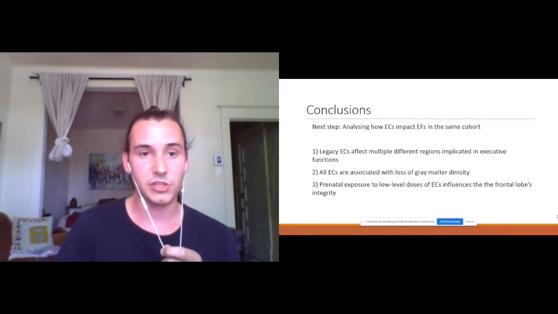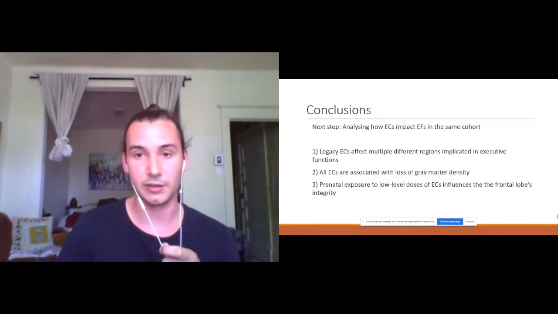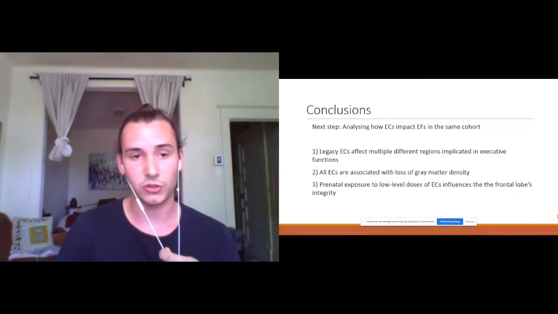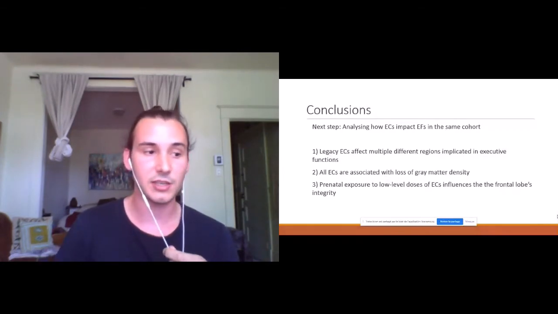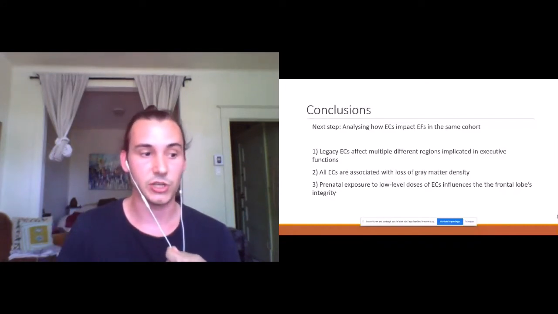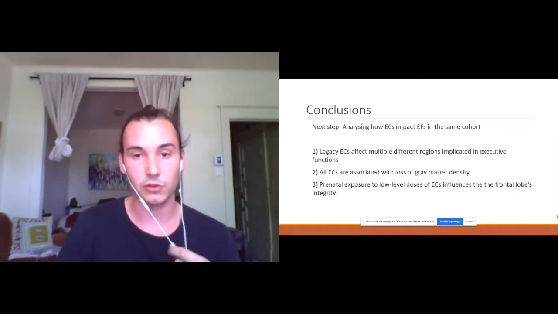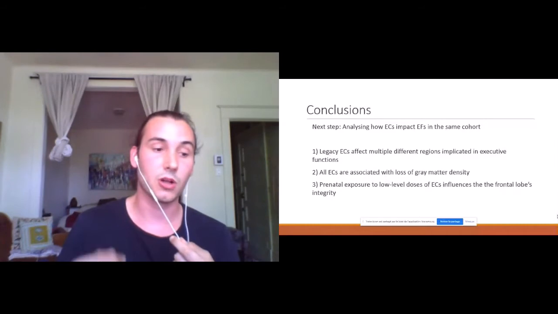So what we can take from this presentation is that, first of all, legacy environmental contaminants affect multiple different regions implicated in executive functions. And these results suggest that they might have distinguishable impacts on certain executive function circuits. Also, all environmental contaminants are associated with loss of gray matter density. And the final and most important point is that it's important to take into consideration that during pregnancy, the food you intake and your geographical location, so your prenatal exposure, to even low-level doses of environmental contaminants can influence the frontal lobe's integrity even years down the road.